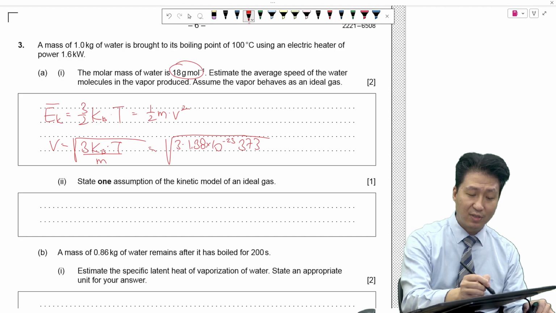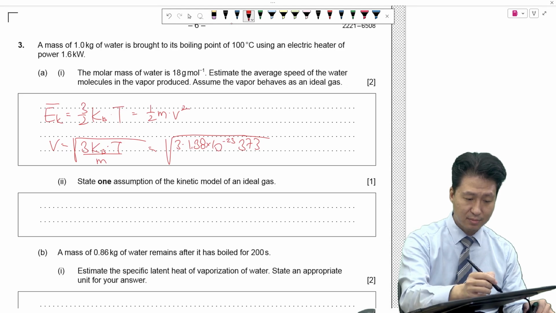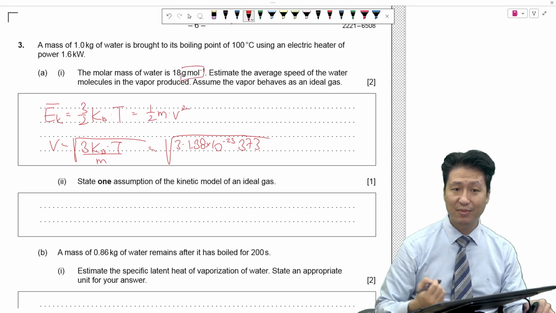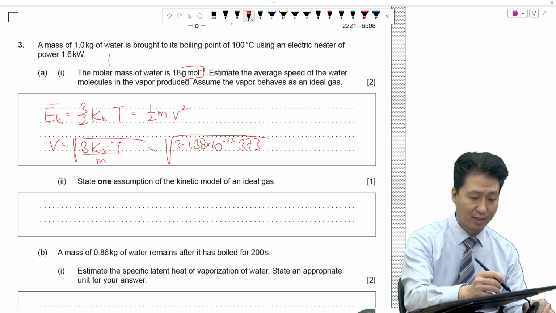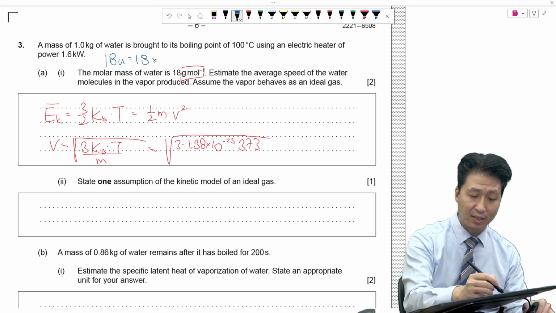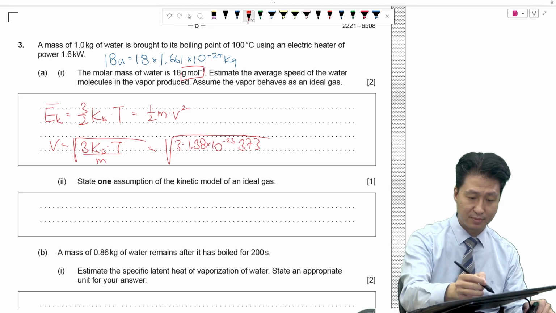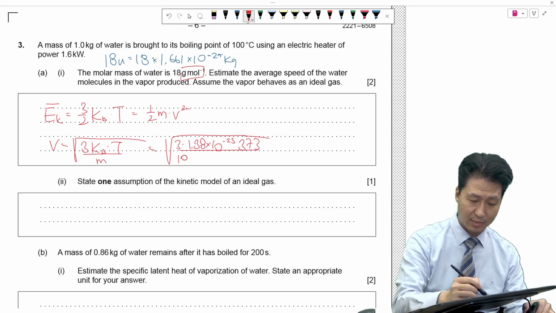Next, we need the mass of one molecule. And there's 2 ways to get this. Grams per mole is the same thing or similar to an atomic mass unit. So it'd be 18 atomic mass units. And we know that one atomic mass unit is 1.661 times 10 to the negative 27 kilograms. So we can use that value here: 18 atomic mass units multiplied by 1.661 times 10 to the negative 27.